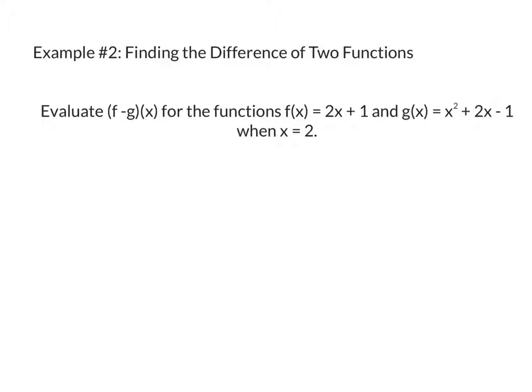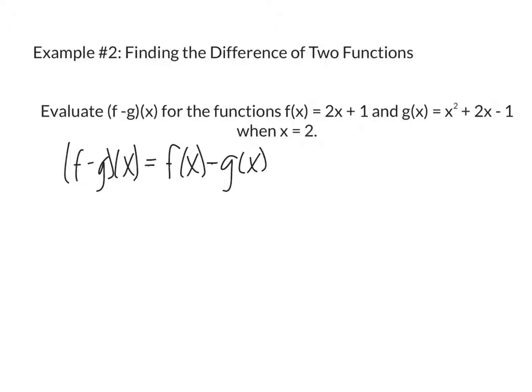All right, so with our second example, we're doing subtraction. So evaluate f minus g of x for the functions. It's the same function, so here we go. As a reminder, f minus g of x is the same thing as f of x minus g of x. That looks like a multiplication sign, but it's really subtraction.